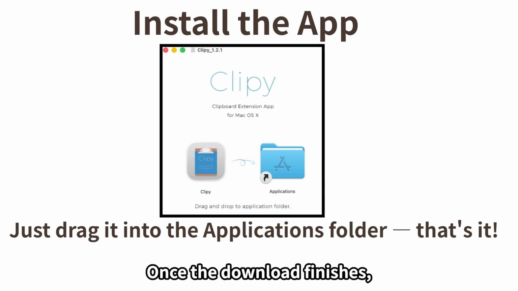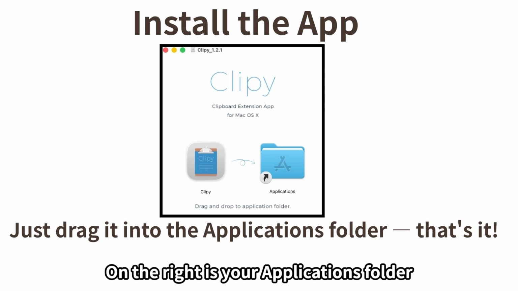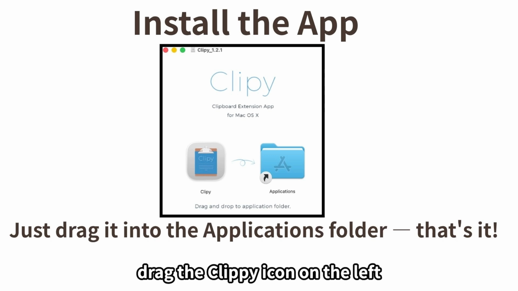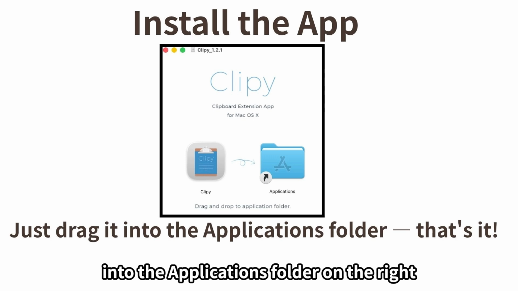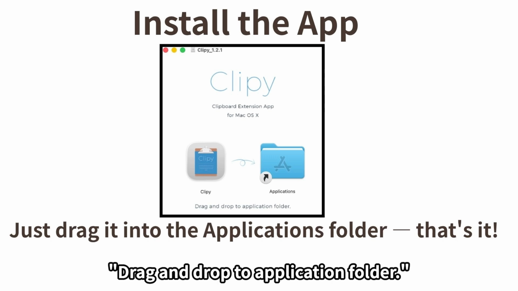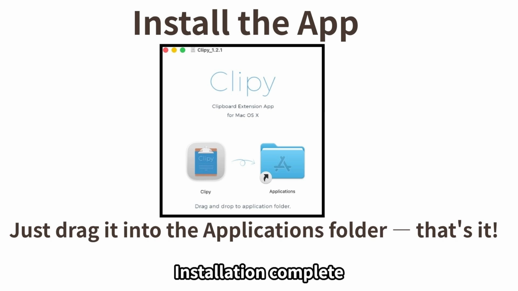Once the download finishes, a window opens automatically. On the left is the Clipy icon. On the right is your Applications folder. There's only one thing to do. Drag the Clipy icon on the left into the Applications folder on the right. The window even says Drag and Drop to Application folder. That's it. Installation complete.